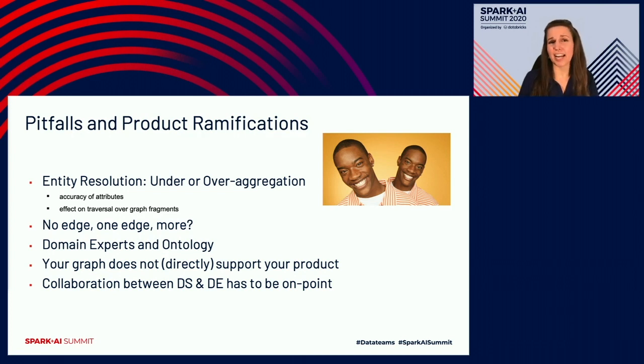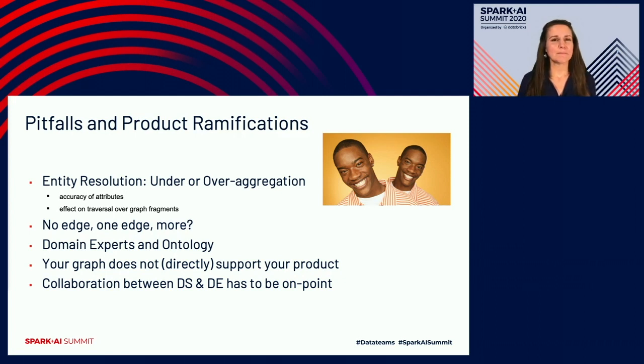If you're over aggregating, you run the risk of having a cascade effect where you're connecting large graph fragments that really should not be connected. And so this also causes similar product problems, but in the other direction. So it's important to think about what those ramifications are when you're tuning your model and when you're approaching how to build the pipelines.